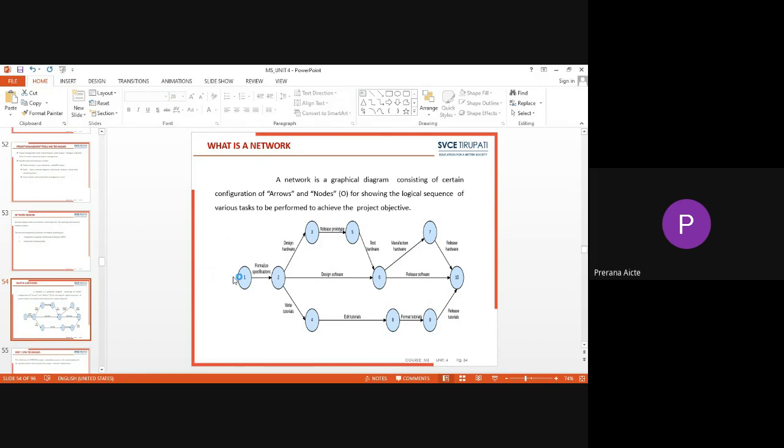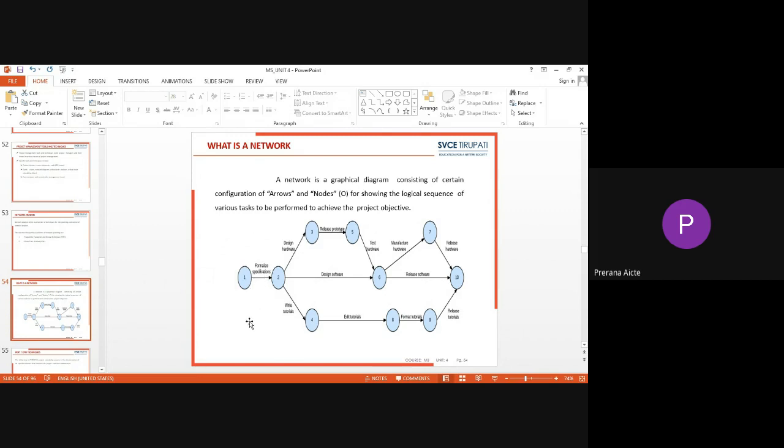Another aspect is that every project should start with a unique node. That means every project should start with only one event and should also end with one event. There should not be two or more events representing the starting or ending of a particular network diagram. Here, the first node is connected to the second node, the second circle is connected to the third, and further to the fifth, and so on. The arrow represents the activity.